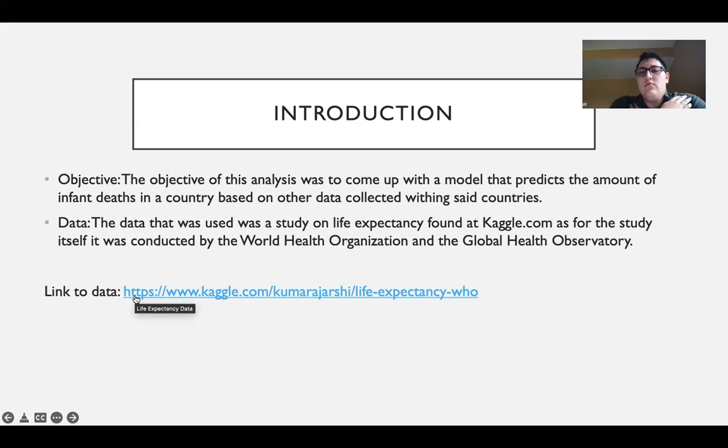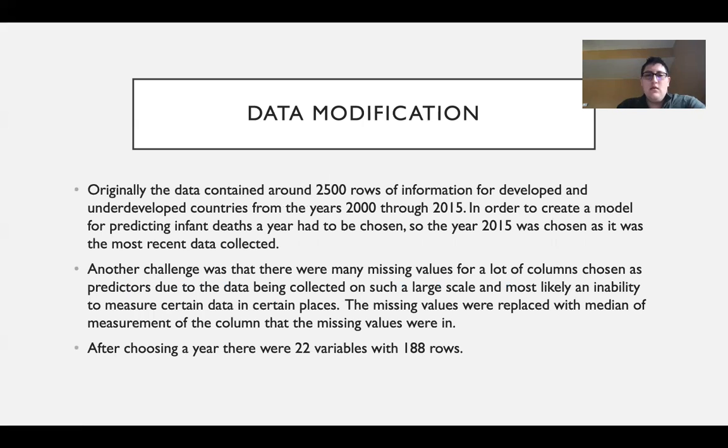While that's the original data I used, there was some modification that needed to be done so that I could use it for my purposes. Like I said earlier, originally the data contained around 2,500 rows of information for developed and underdeveloped countries, in the years 2000 through 2015. For example, Afghanistan had the same information on all those predictors from 2000 to 2015. Luckily, it was separated by year.